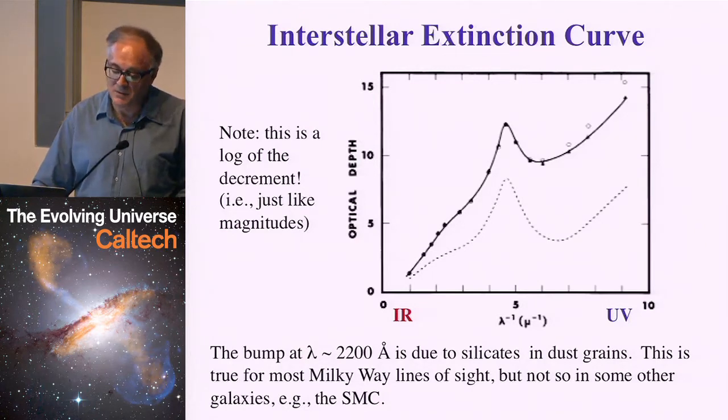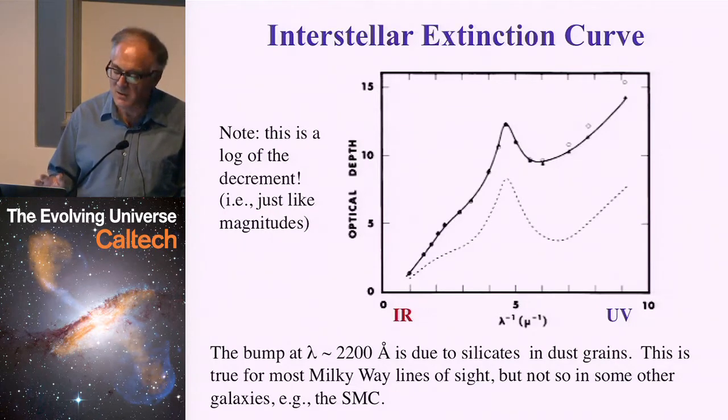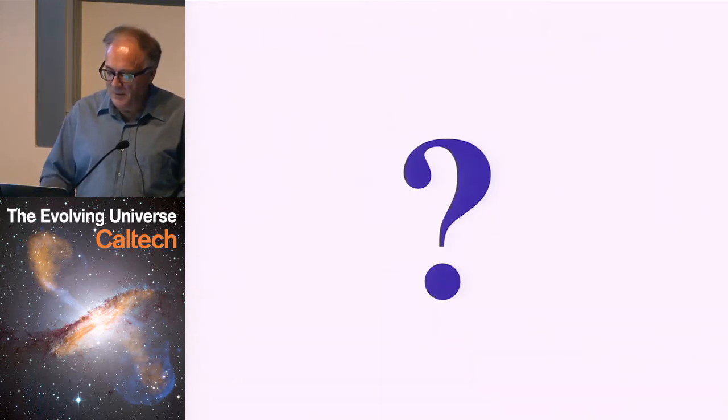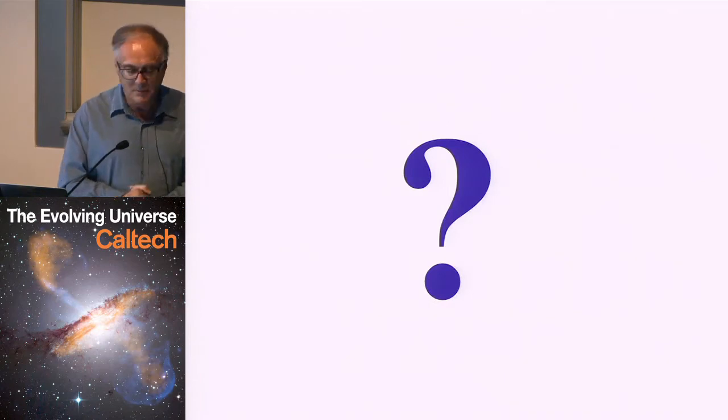And you can see that the infrared photons tend to go through, no problem. As you go to shorter wavelengths, the dust is more effective in absorbing. And if it wasn't for this little bump that's due to silicate dust grains, it would be more or less a linear proportion of this logarithmic decrement. Okay. Questions about the dust?